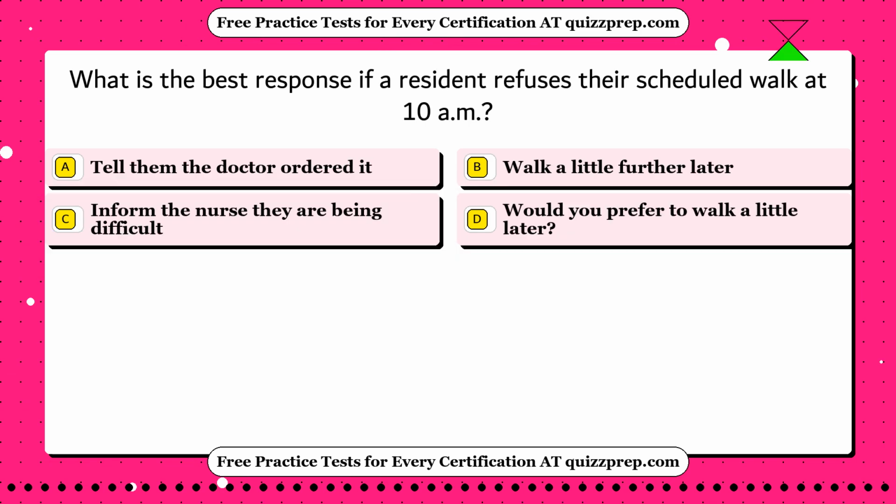Question 135. What is the best response if a resident refuses their scheduled walk at 10 a.m.? Option A. Tell them the doctor ordered it. Option B. Walk a little further later. Option C. Inform the nurse they are being difficult. Option D. Would you prefer to walk a little later?